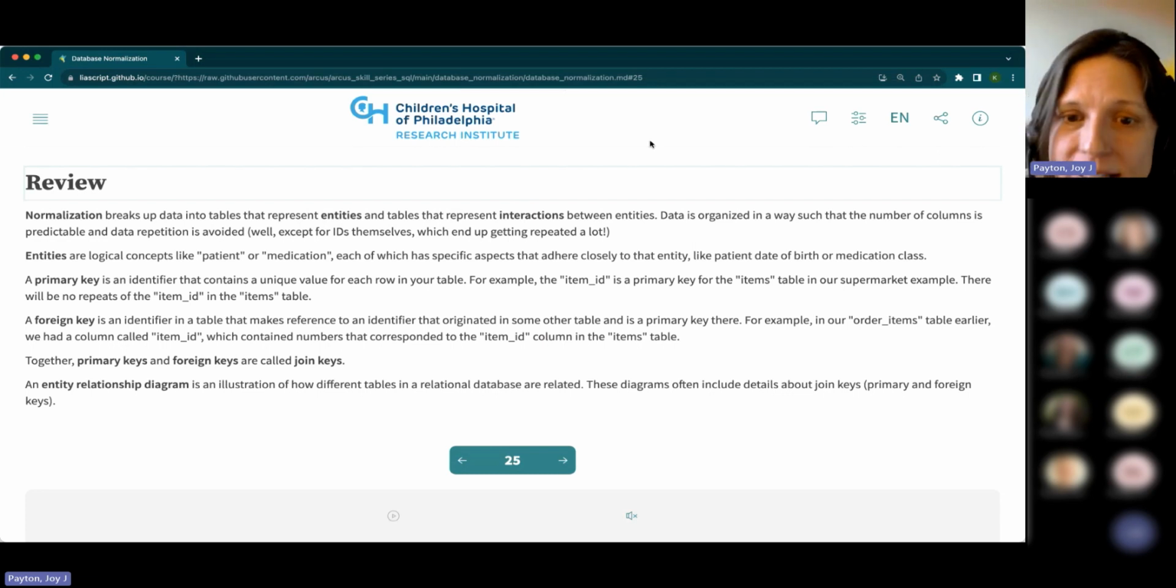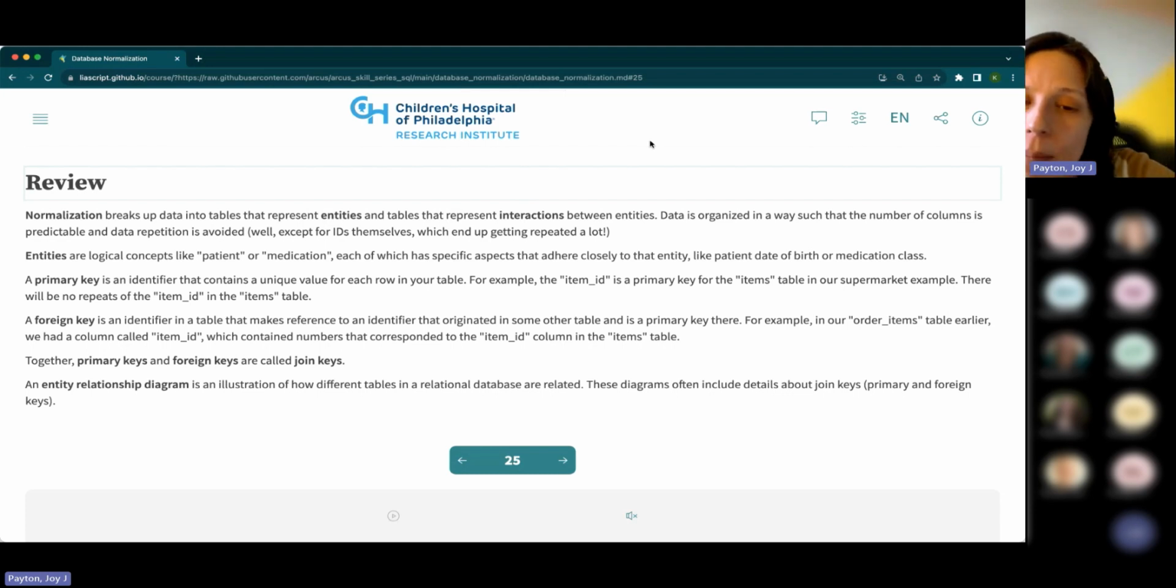A primary key is an identifier that contains a unique value for each row in a table, so it will not repeat. So an item ID uniquely describes the item in an items table in the supermarket, and it won't repeat. A foreign key is an identifier in a table that makes reference to some other table. Foreign means it originated somewhere else. So it's originating in some other table, and it's a primary key there, right?